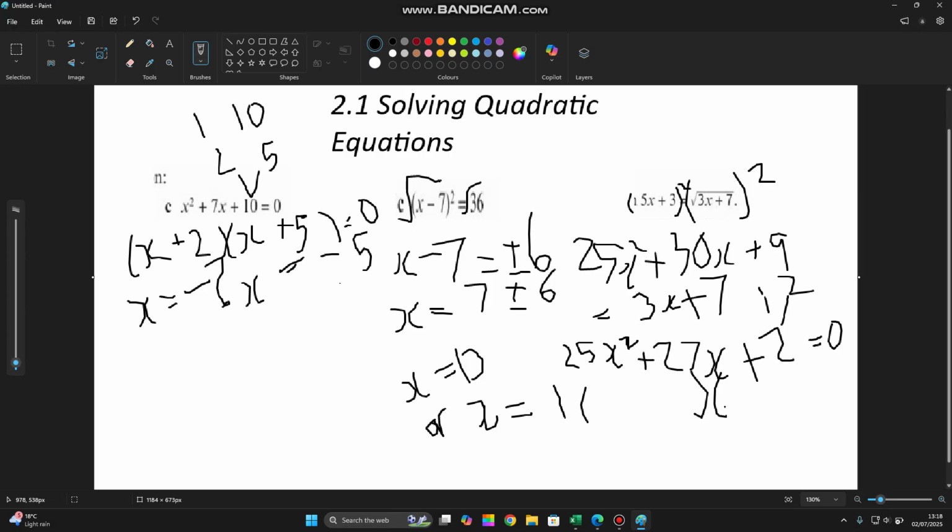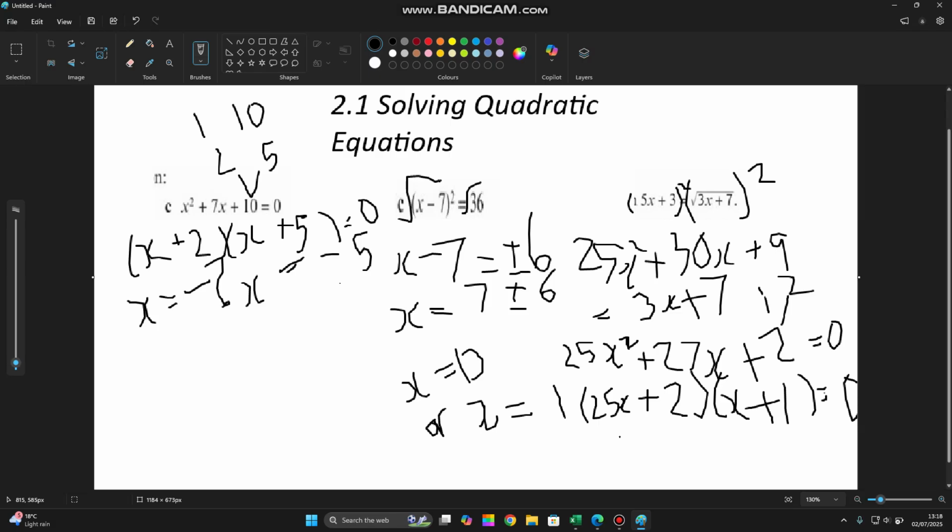So we write the 25x here, and then we have the x here, and then we have the plus 1 and the plus 2. Now if one of the numbers has been multiplied, for example the 25, we always put it in the other bracket. Don't put it in the same bracket.